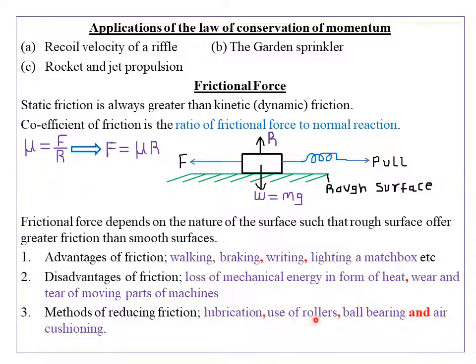You can also use rollers. Remember, the lubricants tend to smoothen the surface, hence reducing the friction. The lubricants also separate the contact between the two surfaces, hence reducing friction. Also, you can use rollers. The rollers reduce friction by separating the two surfaces. For example, assuming this is one of our surfaces and this is the moving surface, you just apply some rollers in between my moving body and this particular surface.